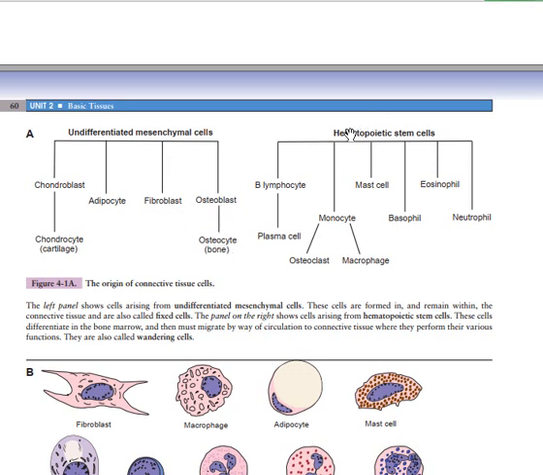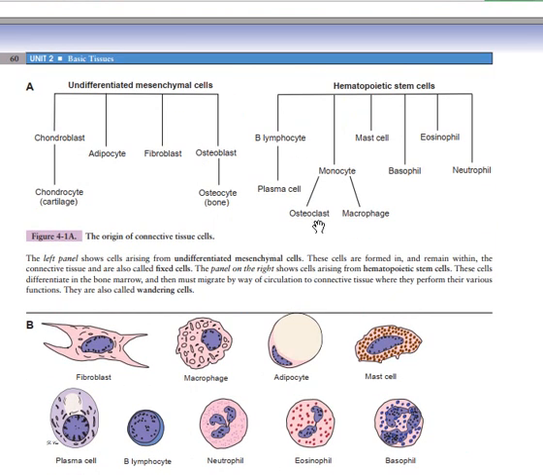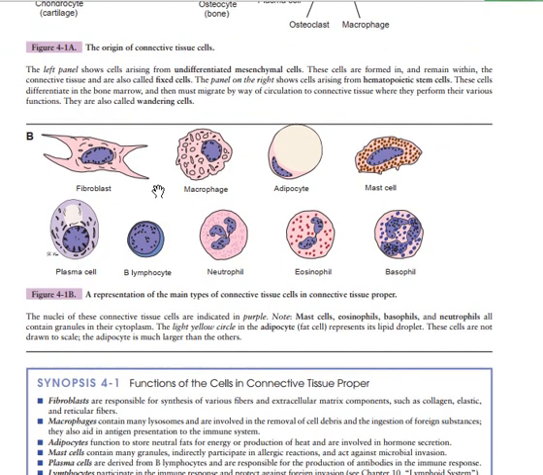Now for hematopoietic stem cells, the B lymphocytes are going to produce the plasma cells. The monocytes are going to produce the osteoclasts in the bone or macrophages in other connective tissue. It's also going to produce the mast cells and the basophils. Sometimes it's said that basophils and mast cells have the same origin because of their appearance and content, but sometimes it's said not to be the same. The eosinophils and the neutrophils also come from hematopoietic stem cells. All these cells here are the wandering cells, while these other cells are the fixed cells.